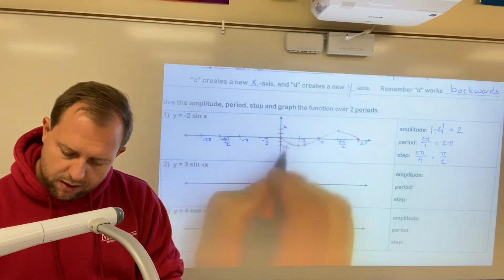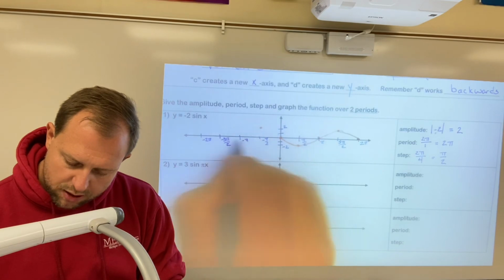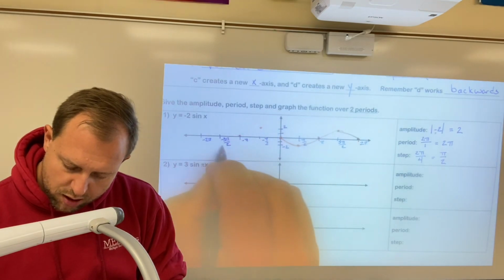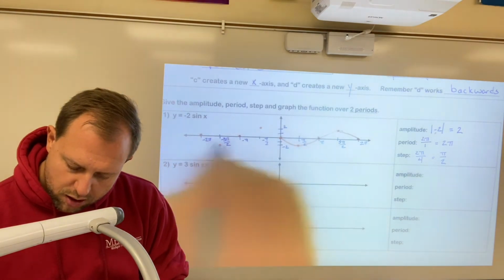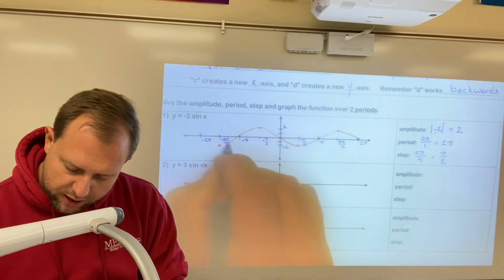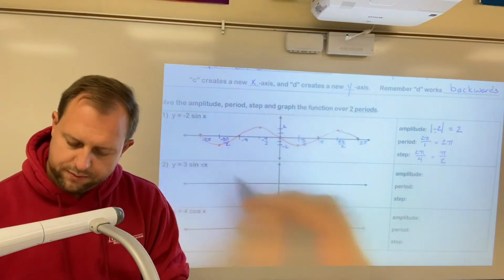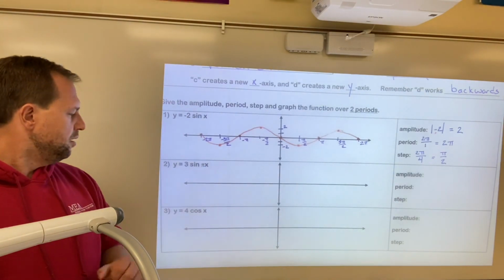Same thing in reverse. We're heading back up. We head up to the top, back to the center, down to the bottom, back to the center. So our graph goes up and back and down and back. Okay? And that's our first one.